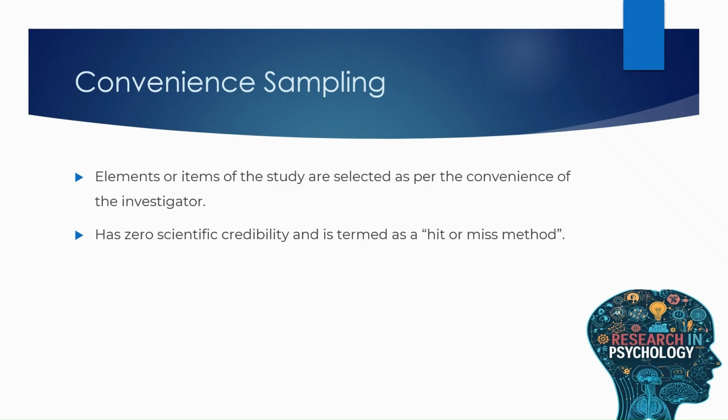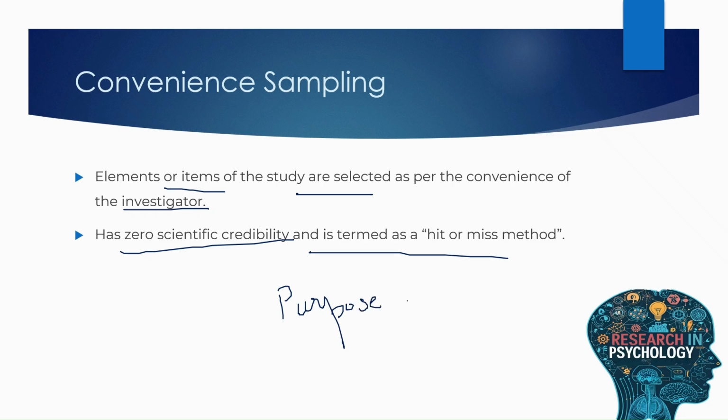Then we have, thirdly, convenience sampling. Here, elements or items of the study are selected as per the convenience of the investigator, has zero scientific credibility, and is termed the hit or miss method. Now, how is this different from purposive sampling? At least there is a purpose, right? The investigator is first going to check whether the person they are choosing, not randomly, as per their wish, is suitable for the study or not.